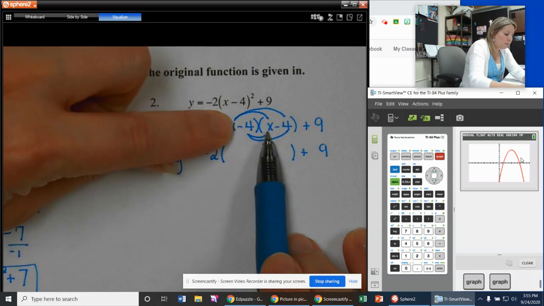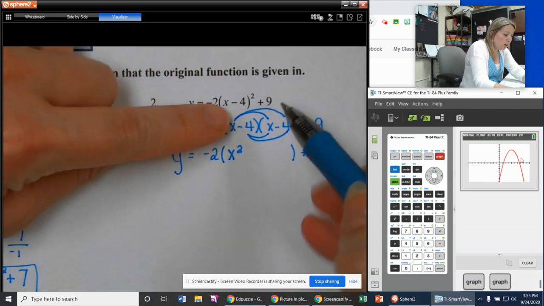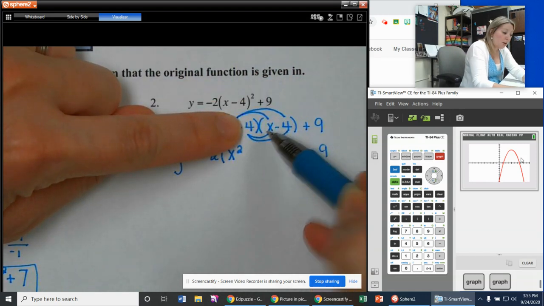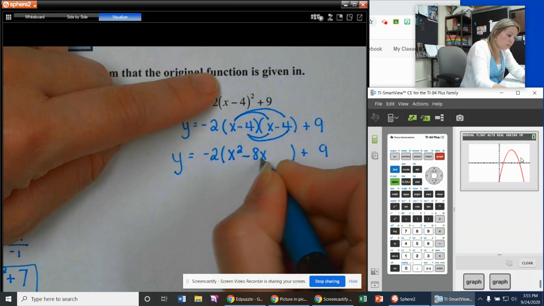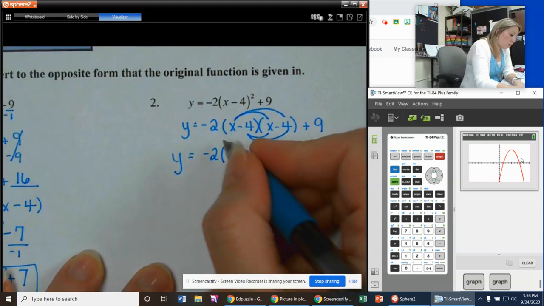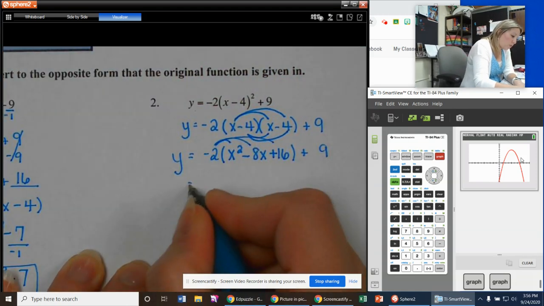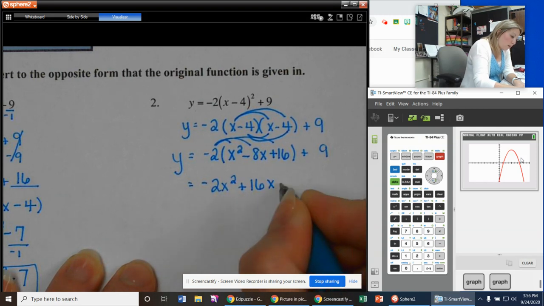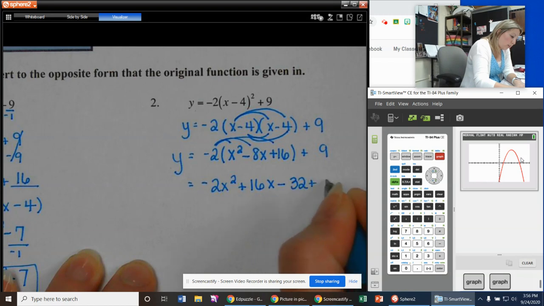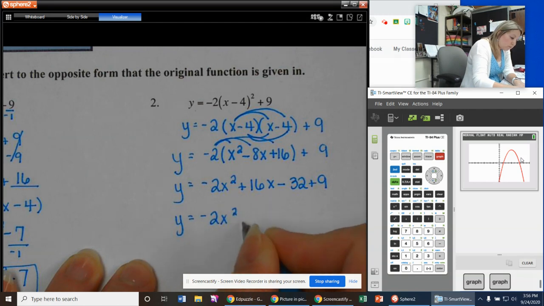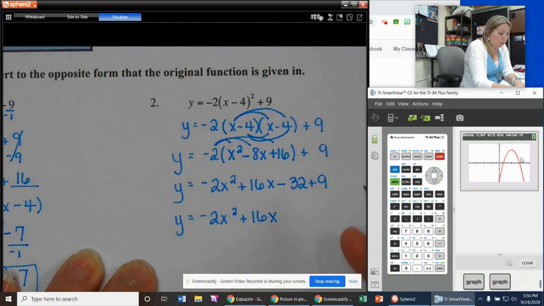Ready? X times x is x squared. X times -4 is -4x. -4 times x is -4x. They add up to -8x. -4 times -4, positive 16 back here. Now distribute that -2. So you had to distribute a third time. -2x squared plus 16x in the middle, minus 32 at the end, and then bring down that plus 9, and that is the final feature. -2x squared plus 16x in the middle, -32, and positive 9.